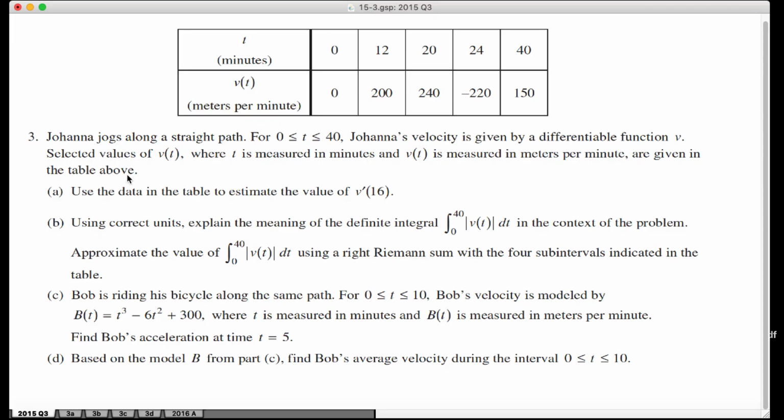This is the AB 2015 AP exam question number 3. It says Johanna jogs along a straight path. For t between 0 and 40 inclusive, Johanna's velocity is given by the differentiable function v. Selected values of v of t, where t is measured in minutes and v of t is measured in meters per minute, are given in the table above. Use the data in the table to estimate the value of v prime of 16.